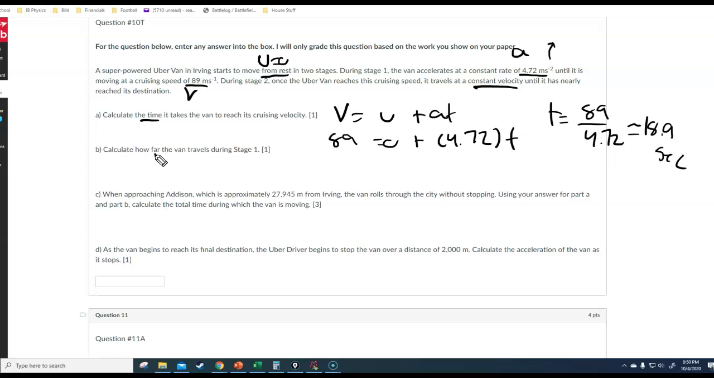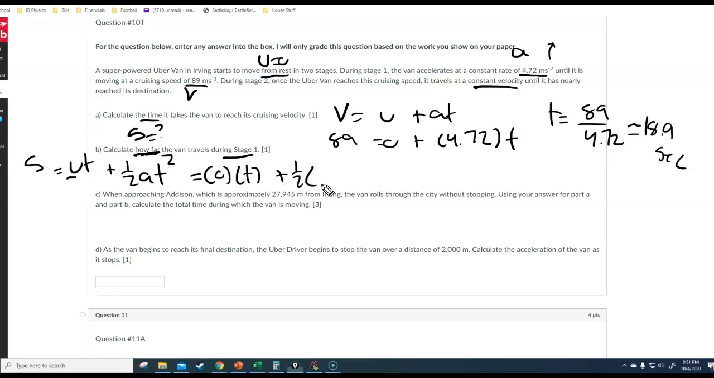Calculate how far the van travels during stage 1. It's the same question as A, except now instead of looking for time, if we want to know how far, that is always a question about displacement. And so you could use any number of equations. I'm going to use this one right here, that S equals ut plus 1/2 at squared. Now, because the initial velocity is 0, that makes this very easy to do.